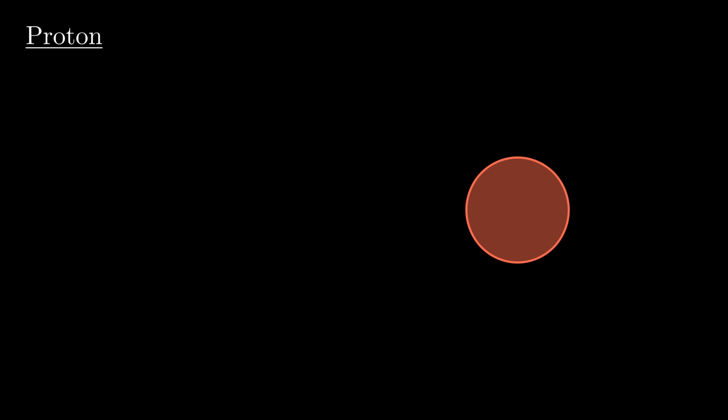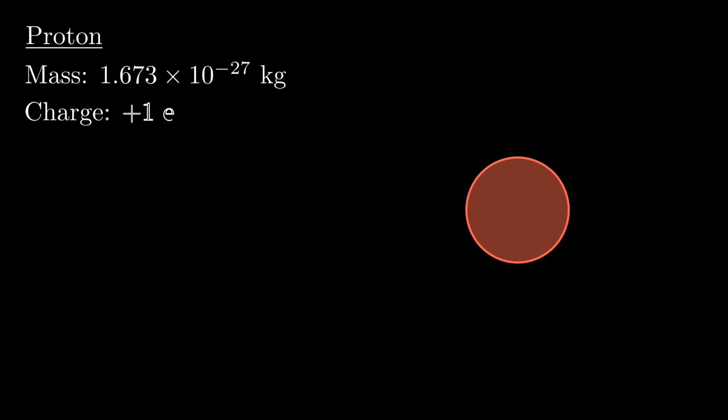Atoms themselves aren't elementary particles. They're actually made up of a number of subatomic particles, and the first one we'll highlight here is the proton. It has a mass of about 1.6 times 10 to the minus 27 kilograms, which in plain speak is not very much, and it has an electric charge of positive 1.